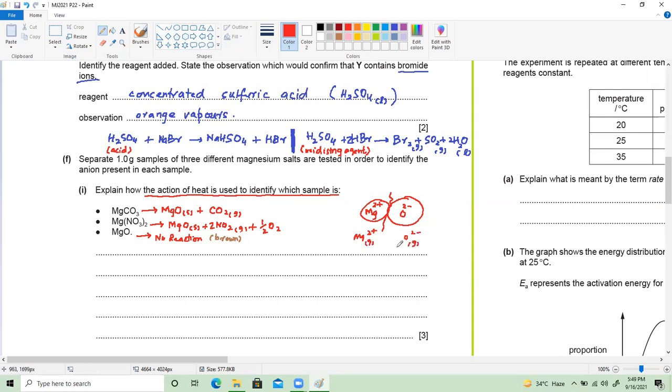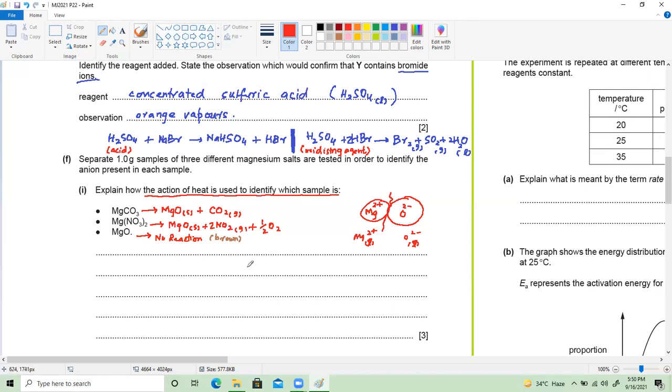First of all, these will liquefy, converting into molten liquid ions, and then if we provide further heat, it will produce gaseous magnesium ions and gaseous oxide ions. But magnesium oxide will not be broken down into any simpler substance. So what do we need to write?